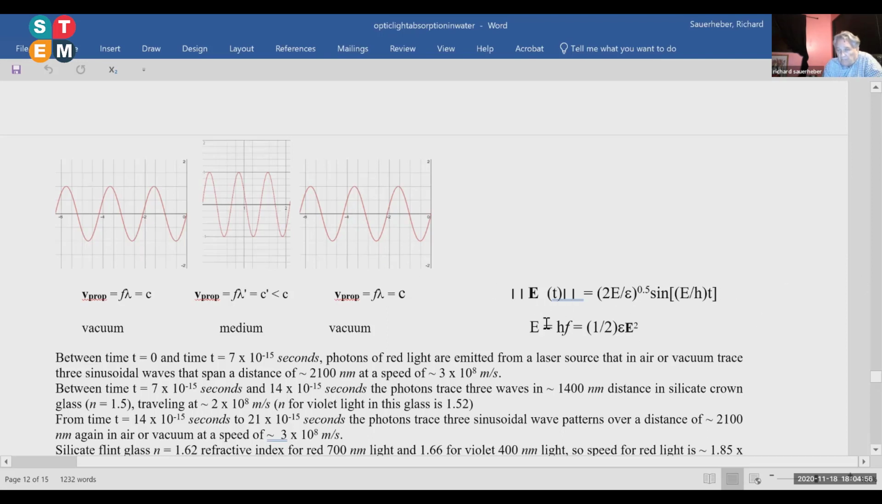Here I figured out a formula for the amplitude of the electric field, the highest point the electric field goes when a photon traces out a sine curve like this. That should be the square root of 2 times the energy of the wave divided by the permittivity of space times the sine of energy over Planck's constant times time. So as a function of time, this would graph the magnitude E that is traced out by a photon traveling in a given medium, given energy.